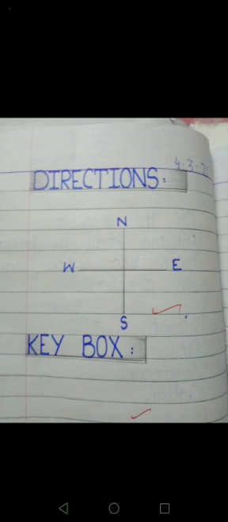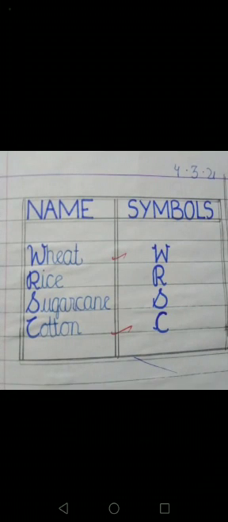Now again you will draw directions. To the top is north, on the bottom is south, to the right is east, and on the left is west. Then you will draw the key box. Now look at the key box for map number 2. Again you will divide your key box into 2 halves in the center, and one half you will give for name and the second one is for symbols.